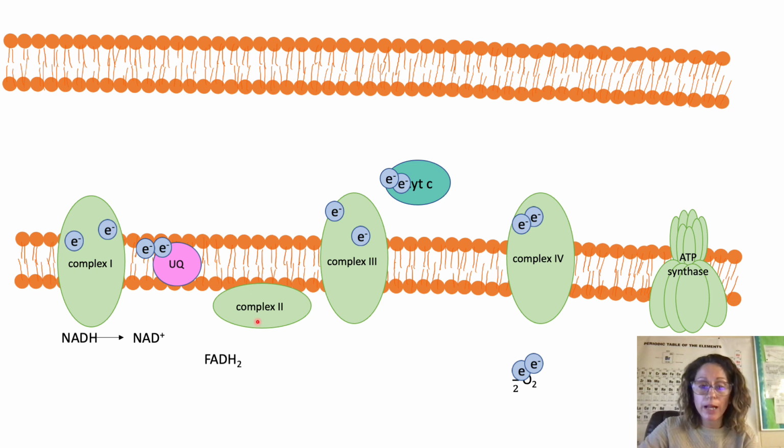Similarly, complex 2 can do the same thing to FADH2. So it can take 2 electrons, and these would be taken by UQ. So UQ can take them from either complex 1 or complex 2. And again, FADH2 gets oxidized to FAD.